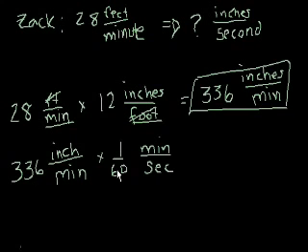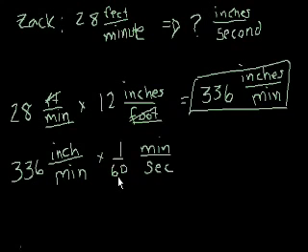Am I going to travel more than 336, or am I going to travel less than 336 inches per second? Well, obviously less, because a second is a much shorter period of time. So if I'm in a much shorter period of time, I'm going to be traveling a much shorter distance if I'm going the same speed. So I should be dividing by a number, which makes sense. I'm going to be dividing by 60.